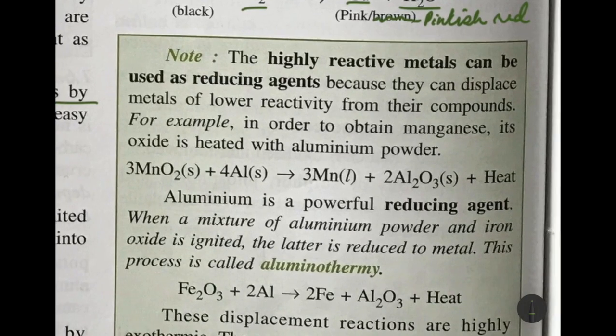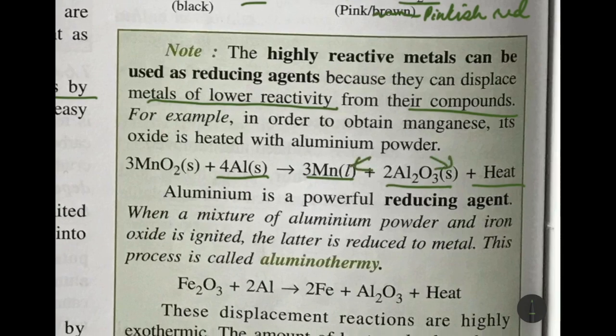Now the highly reactive metals can be used as reducing agents because they can displace metals lower in the activity series from their compounds. For example, in order to obtain manganese, its oxide is heated with aluminium powder. Aluminium is higher in the activity series. To get manganese, aluminium oxide and heat. Manganese you'll get as a liquid, aluminium oxide is a solid.